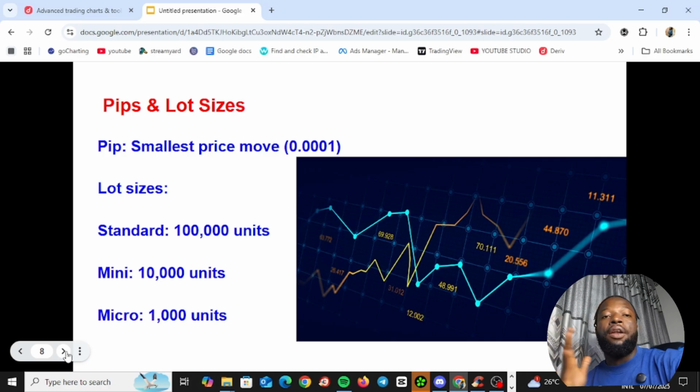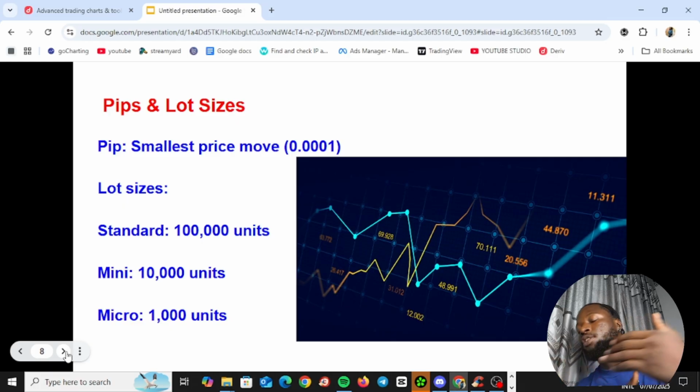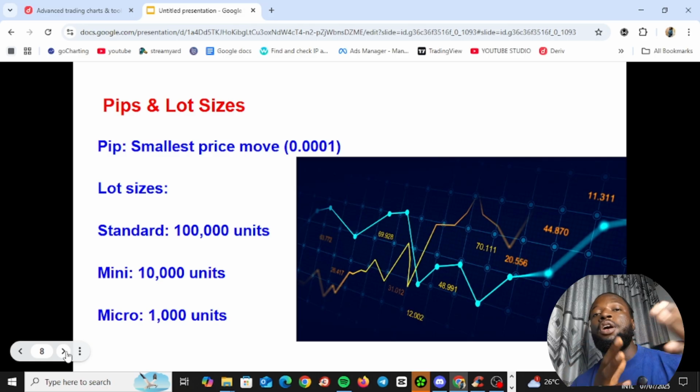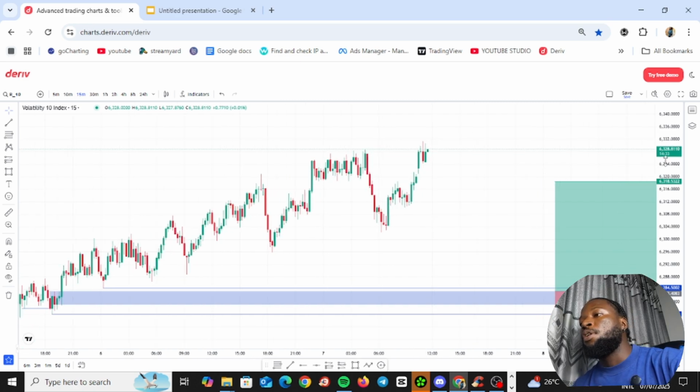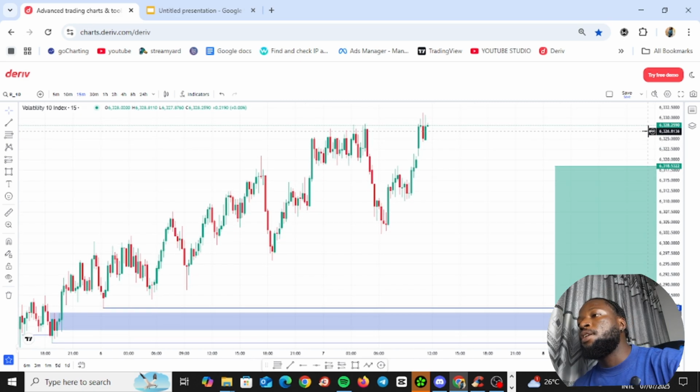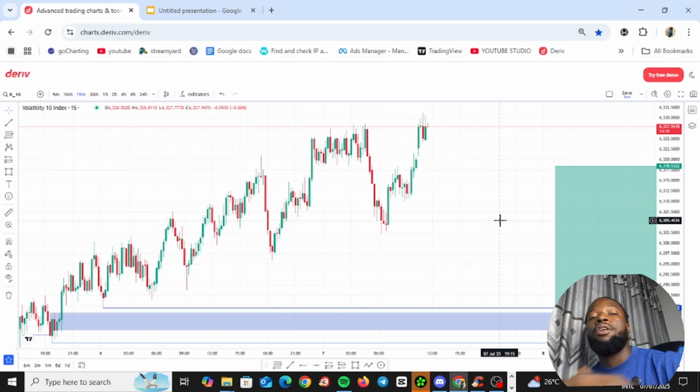So now we have pips and lot size, and you can see from the chart here, a pip is the smallest price move. All these things I'm explaining to you are basic things you need to understand if you are new to forex. These are the little things you need to know once you are coming into forex for the first time. Now, pips simply means the smallest price move. So if this candle moves, you can see on the chart here, from 6.328 to 6.329, you are going to have 1 pip.